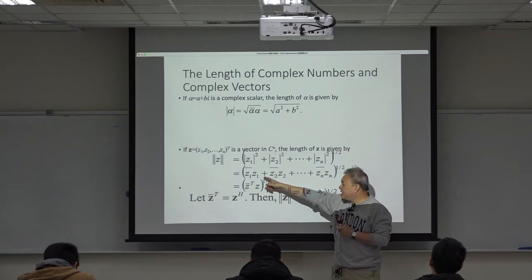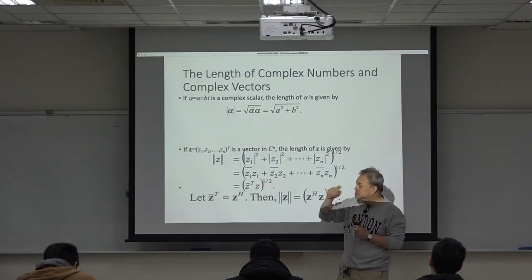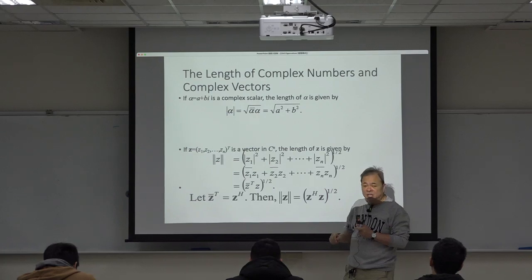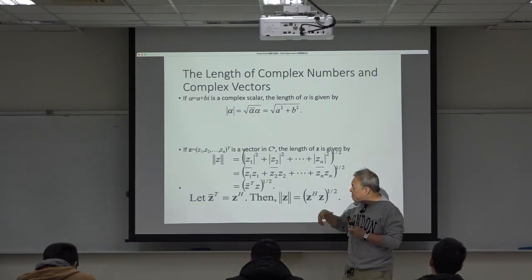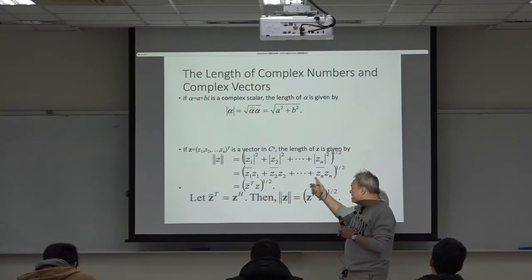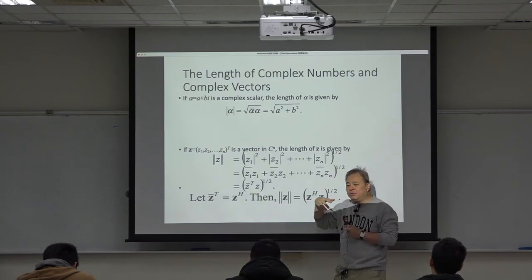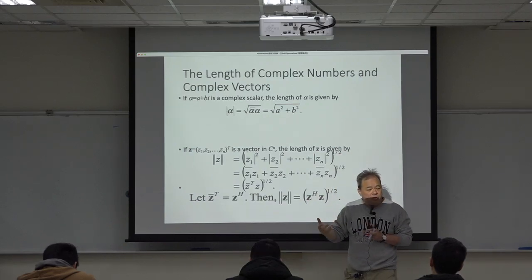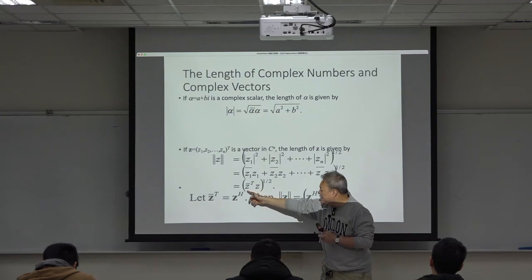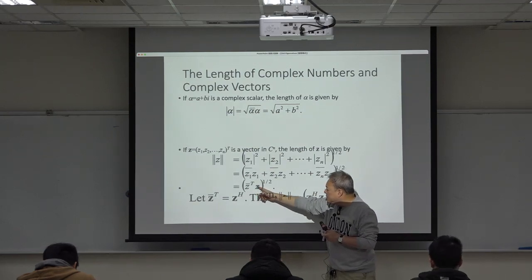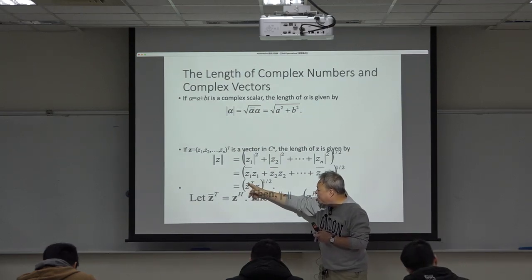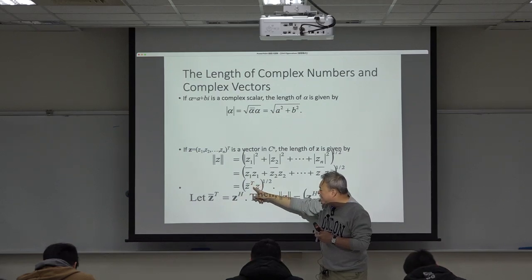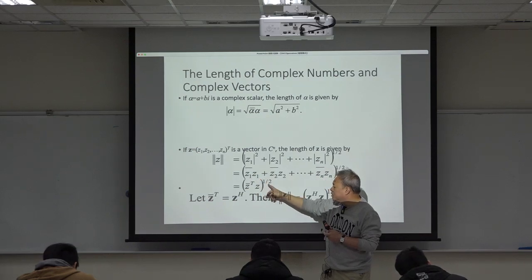each zi multiplied by its conjugate, and then add them up. Because it looks like this, we can also write it as z bar t dot z, and the square root of it.